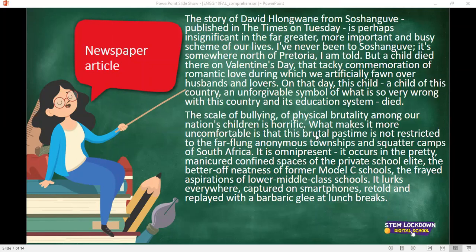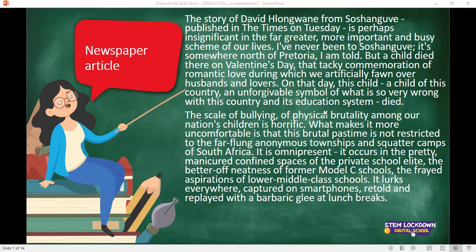The story of David Hlongwane from Soshanguve, published in the Times on Tuesday, is perhaps insignificant in the far greater, more important and busy scheme of our lives. I've never been to Soshanguve. It's somewhere north of Pretoria, I'm told. But a child died there on Valentine's Day, that tacky commemoration of romantic love during which we artificially fawn over husbands and lovers. On that day, this child, a child of this country, an unforgivable symbol of what is so very wrong with this country and its education system, died. The scale of bullying and physical brutality among our nation's children is horrific.